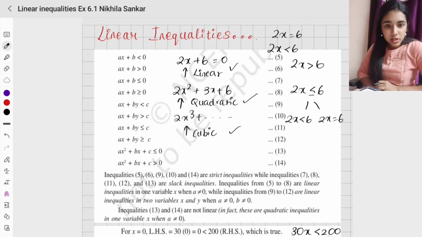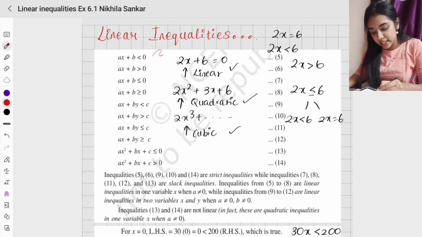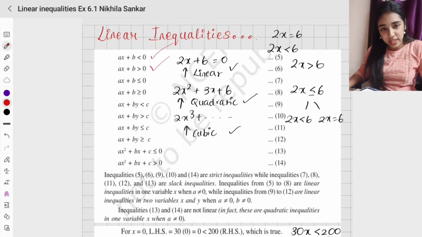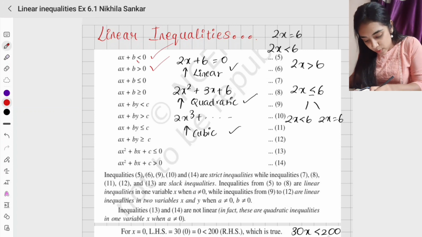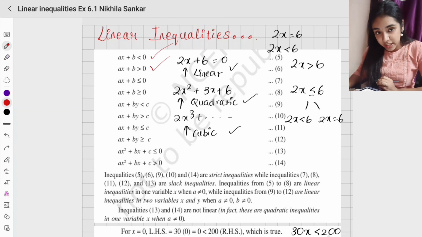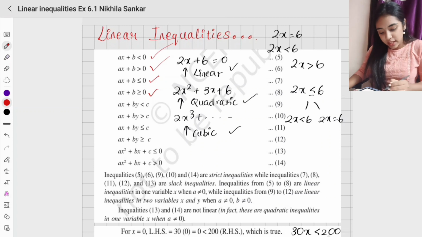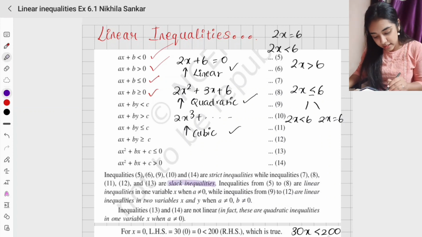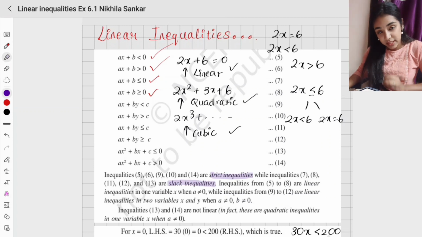So in this chapter we are going to learn about linear inequalities. We have seen equality all these days, now inequality. So what all do you have here? Here we have ax plus b is less than 0, greater than 0. These are strict inequalities. You see that there is no equal to symbol. Here there is no equal to symbol, so these are strict inequalities. Here they are not strict inequalities, they are called slack inequalities. You can see that they are called slack inequalities. What we saw before were strict inequalities.